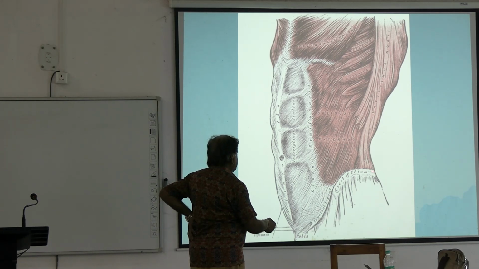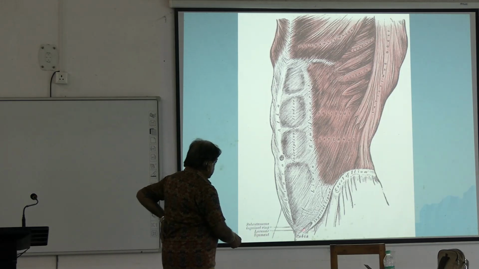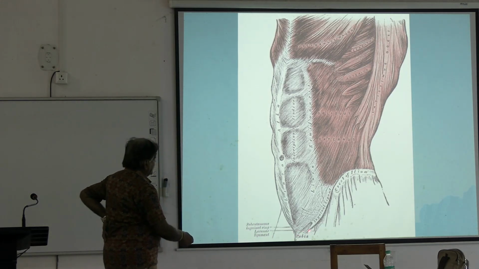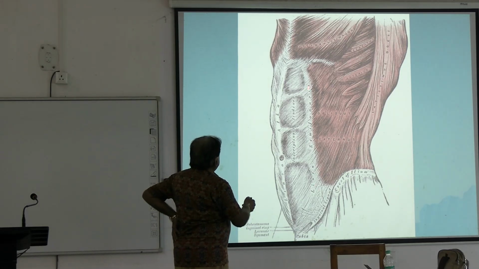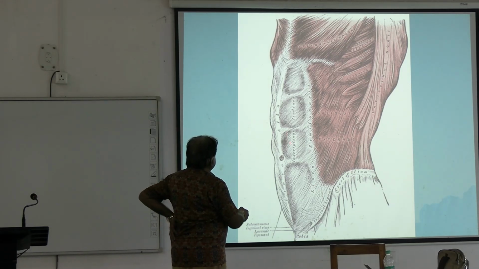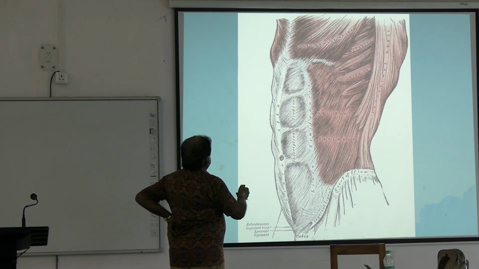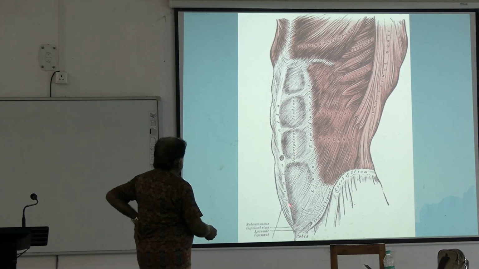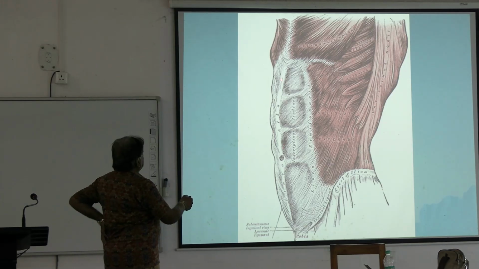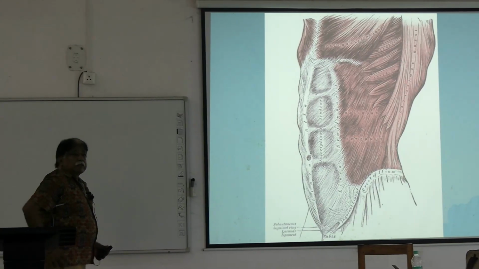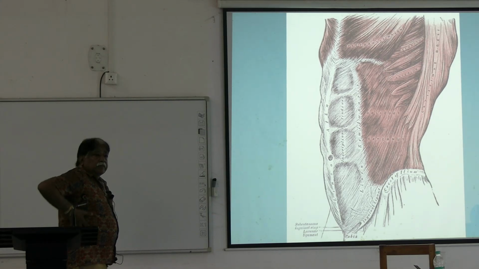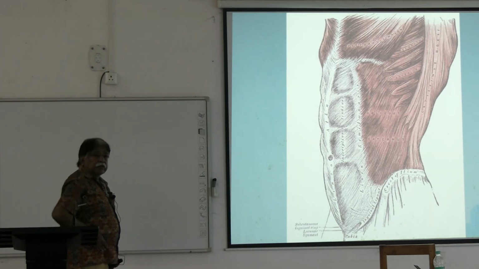This is the crest of the ilium. And the inguinal ligament is here, and this is the pubis. Now you can see the linea semilunaris, and these are the rectus abdominis muscle. This is the rectus. Now linea alba is here. It is from this portion, and you can see the muscle being inserted into the iliac crest.